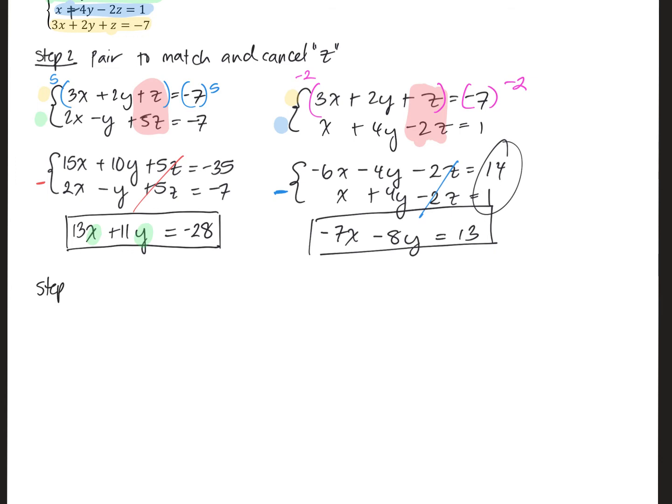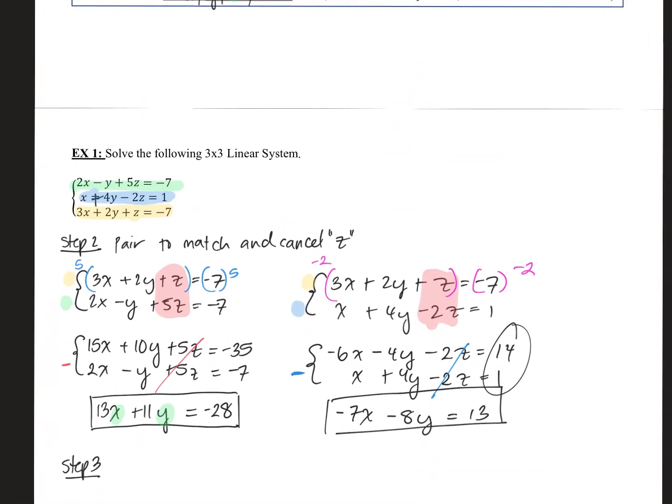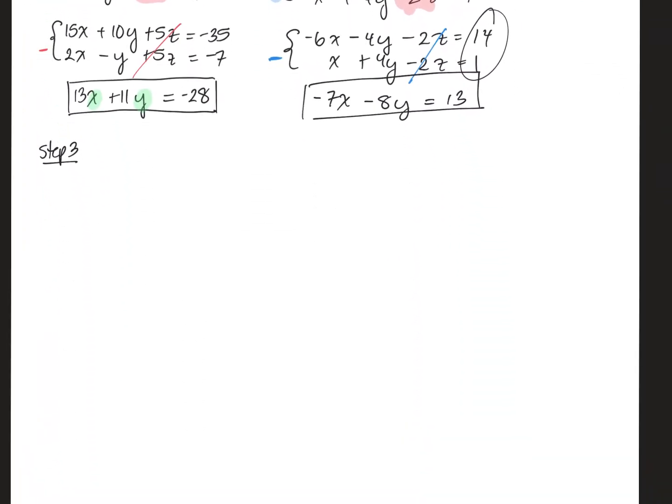So, step 3. Let's check again. What is our step 3? Pair up the 2 new equations and solve like a 2 by 2. So we have 13x plus 11y equals -28, and -7x minus 8y equals 13. Now the plan, let's see, we could either use substitution or elimination. I think I'll go with elimination.